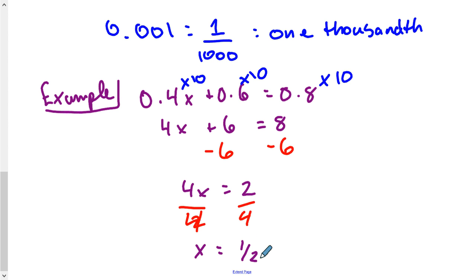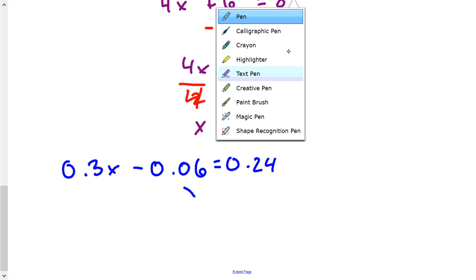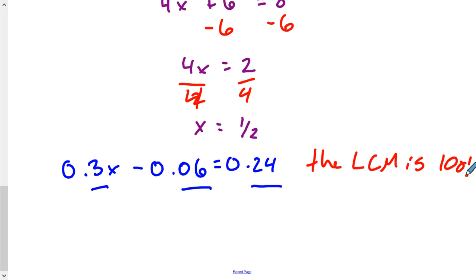Let's do another one. I'm going to make my font blue this time because that's what I'm used to. 0.3x minus 0.06 is equal to 0.24. So in this one, we can see that we have one in the 10th spot, one in the 100th spot, and another one in the 100th spot. So the LCM is 100. So we'll multiply everything by 100 to move everything out of the decimal spot.